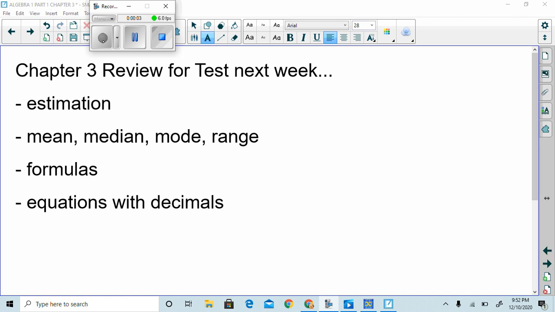We're at the end of Chapter 3, so it'll be time for a test next week. I'd like to go back today and use it as a review for the beginning of the chapter, since it's been a while since we've done estimation, measures of central tendency, formulas, but of course we recently did equations with decimals, so I'll just focus on the first couple for today's lesson.